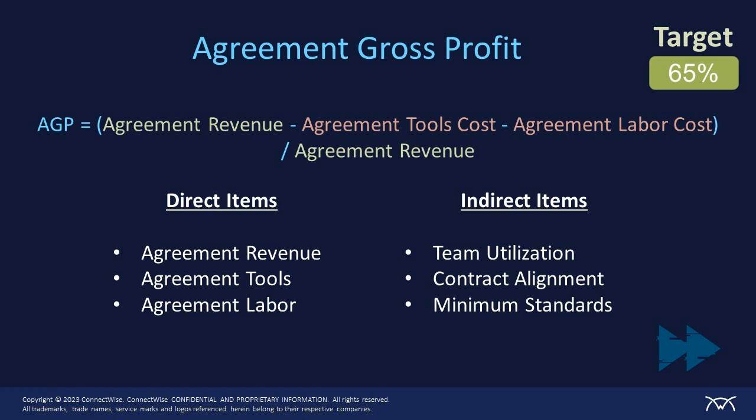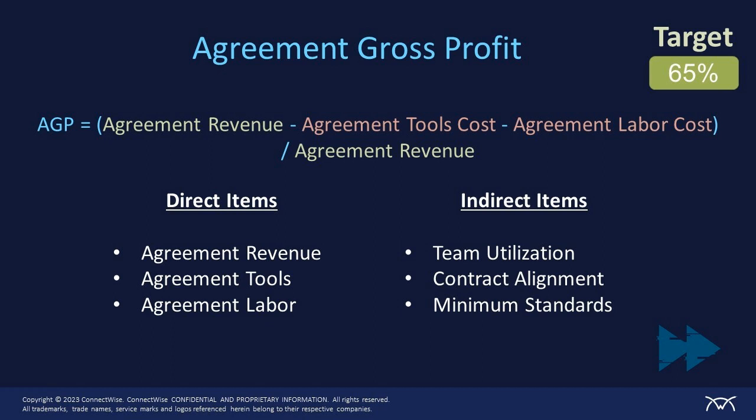Now, team utilization and contract alignment will seem very similar in their effect on agreement gross profit. Are we doing everything we should be doing? When it's a utilization issue, typically it's because we don't have enough time to do everything completely. When it's a contract alignment issue, it's just we're not doing what we promised, or we're doing more than we promised. If we do more work in the agreement than we should be doing, it will negatively affect agreement gross profit and make us think we need to do something different.